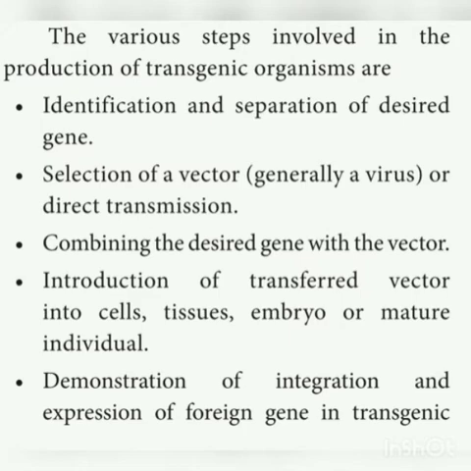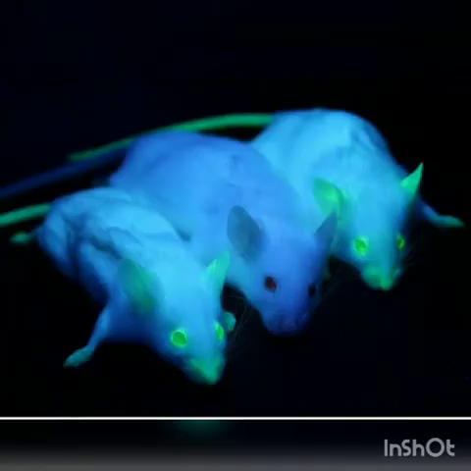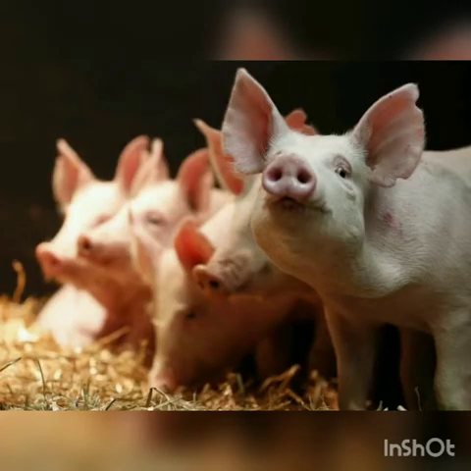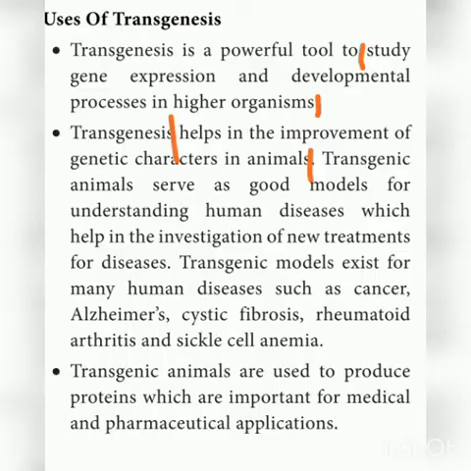And finally, demonstration of integration and expression of foreign gene in transgenic animals or tissues. These transgenic animals such as mice, rat, rabbit, pig, cow, goat, sheep, and fish have been produced. Next, we move on to the uses of transgenic animals.